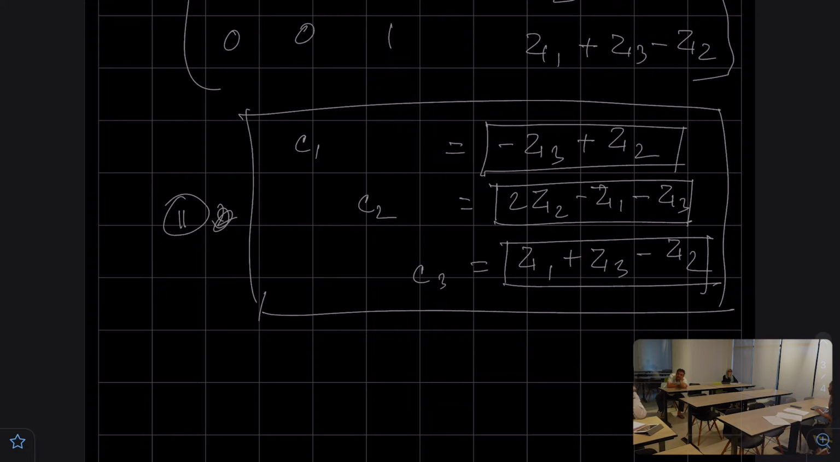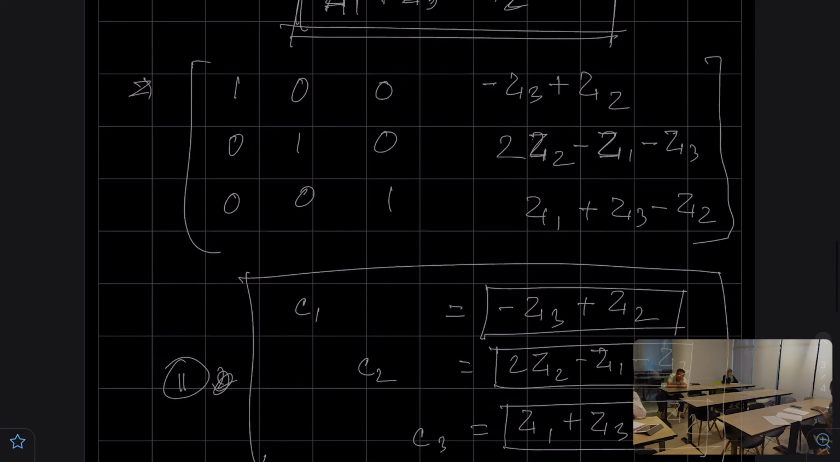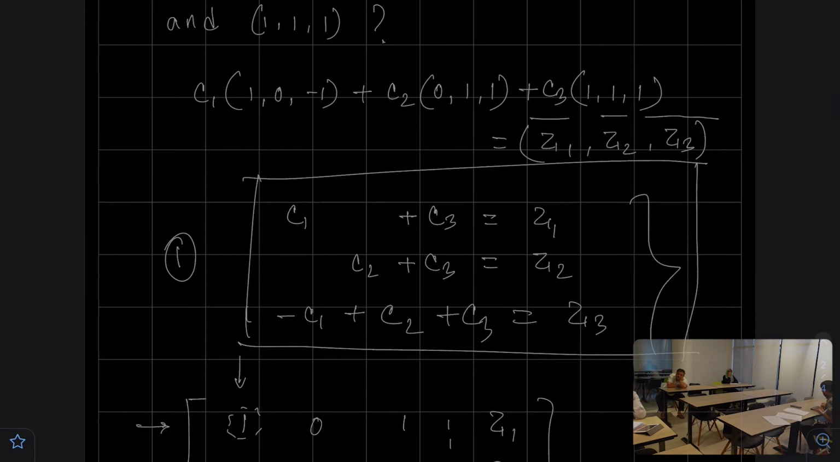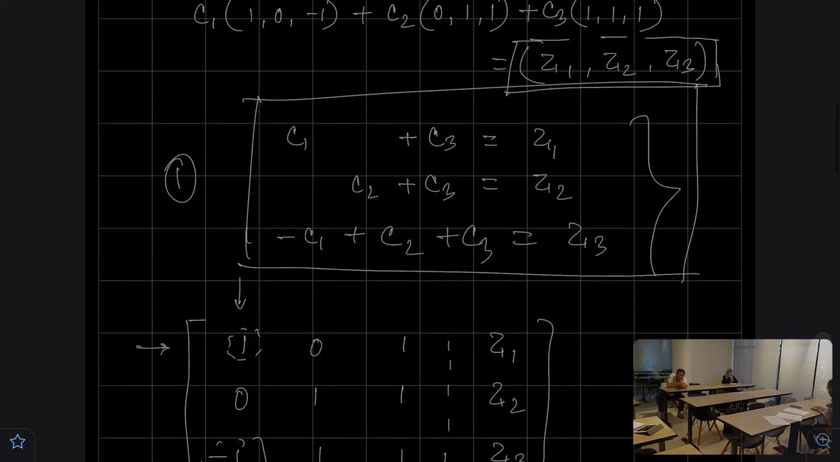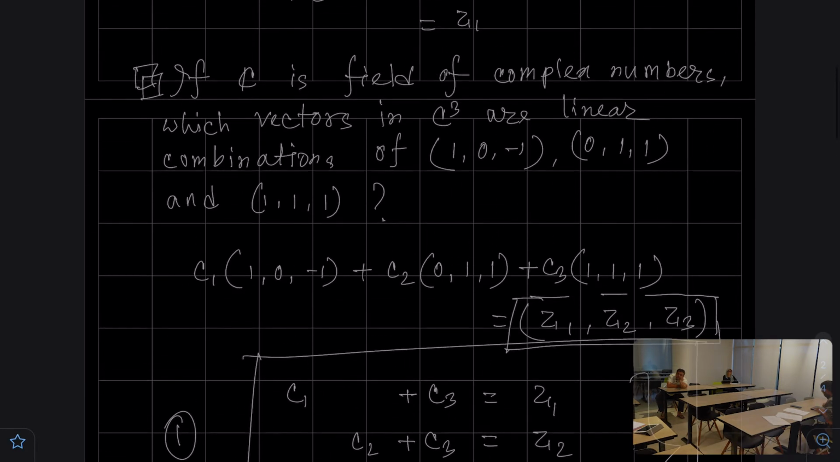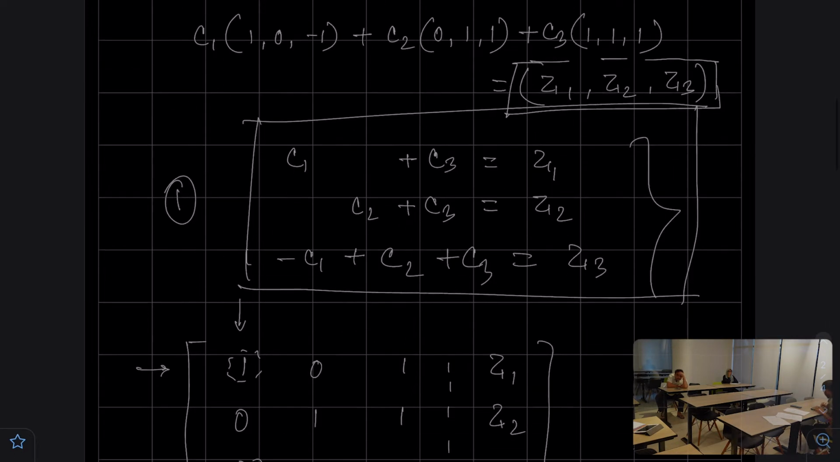But we choose z1, z2 and z3 as arbitrary numbers. So that means this z1, z2 and z3 is an element of C3, right? And you can take the linear combination of these vectors, and you can reach this arbitrary vector which is in C3, right?